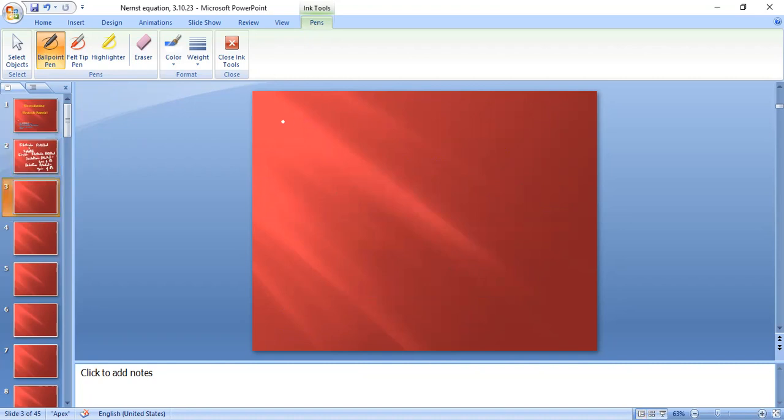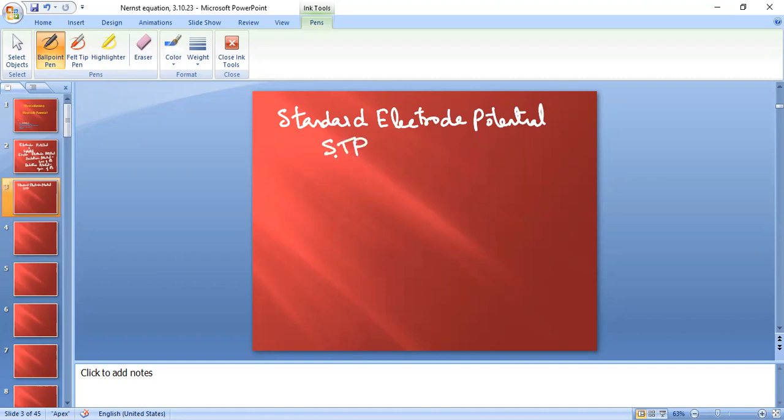The next one is standard electrode potential. So now take down the term standard electrode potential. What do you mean by standard electrode potential? The same definition gets repeated. It is a tendency of a metal electrode either to lose electrons or gain electrons when it is in contact with its own solution at STP or NTP. Now, what is STP? Standard temperature and pressure.